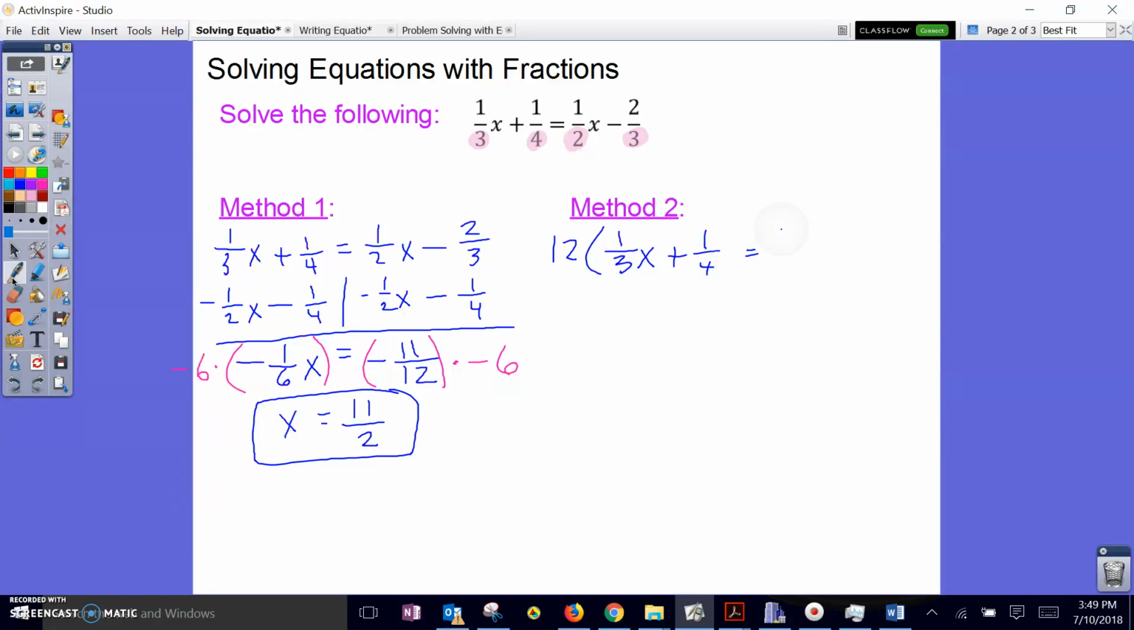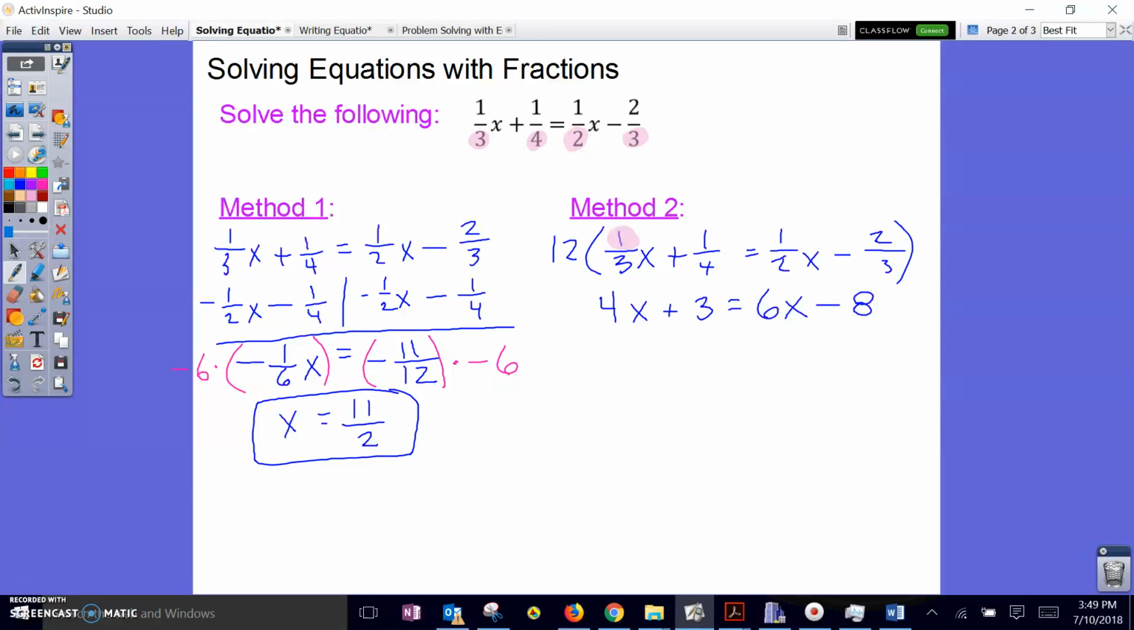Multiplying the whole equation by that 12, not just the left-hand side. And so I take 12 times 1/3. Easy way to do that, just go ahead and take 12 times 1 and then divide the result by 3. 12 times 1 is 12, divided by 3 is 4. It gives me 4x. 12 times 1/4, 12 times 1 is 12, divided by 4, that's 3. And then 12 times 1/2 x, 12 times 1 is 12, divided by 2 is 6. And 12 times minus 2/3, 12 times 2 is 24, 24 divided by 3 is 8.